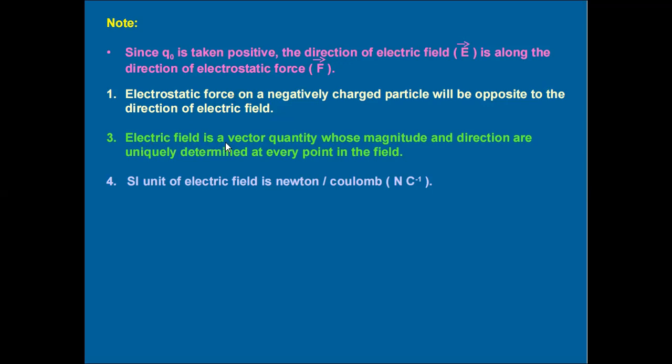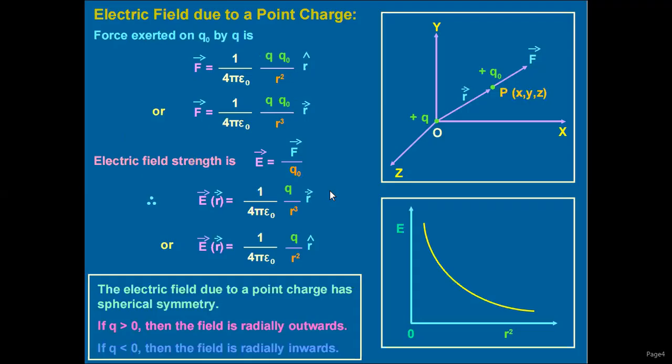So the electric field is a vector quantity whose magnitude and direction are uniquely determined at every point in the field. So the SI unit of electric field is Newton per Coulomb. You have to remember it, Newton per Coulomb.